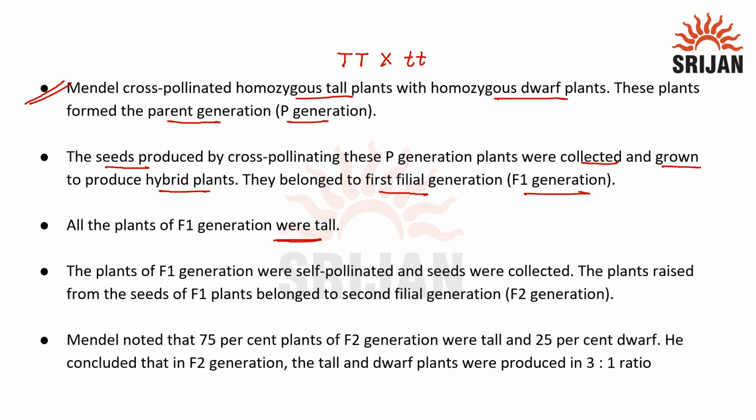filial generation. Now, Mendel allowed this F1 generation to self-pollinate, and after the self-pollination, the seeds were collected and grown, and after growing, the generation that we found was the second filial generation or the F2 generation, and in this generation it is observed that 75% plants are going to be tall, whereas 25% are going to be dwarf. So Mendel concluded that the ratio of tall is to dwarf plant was 3:1.